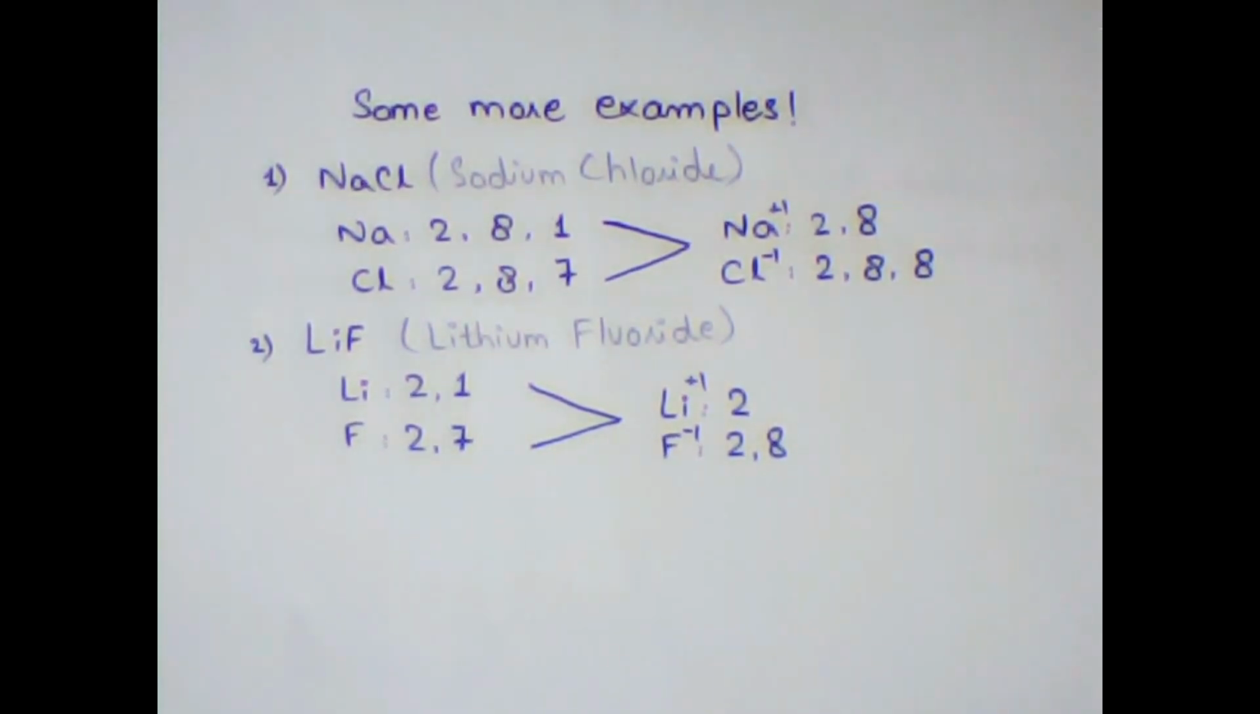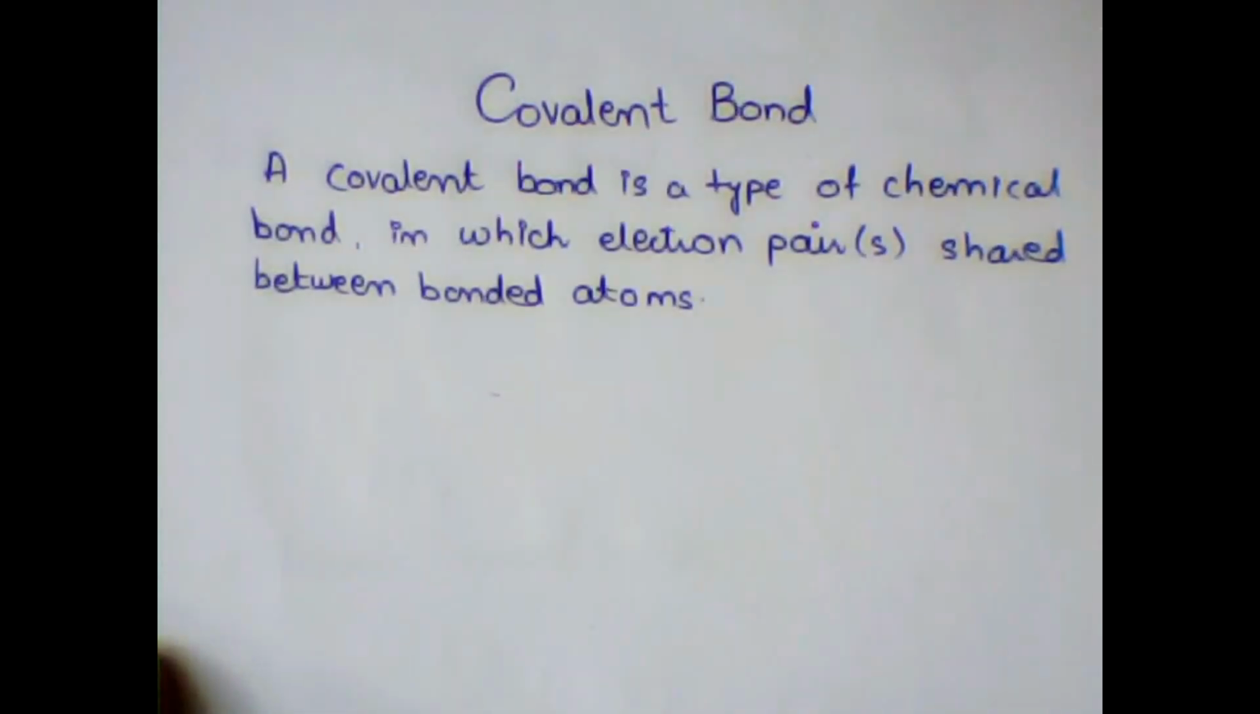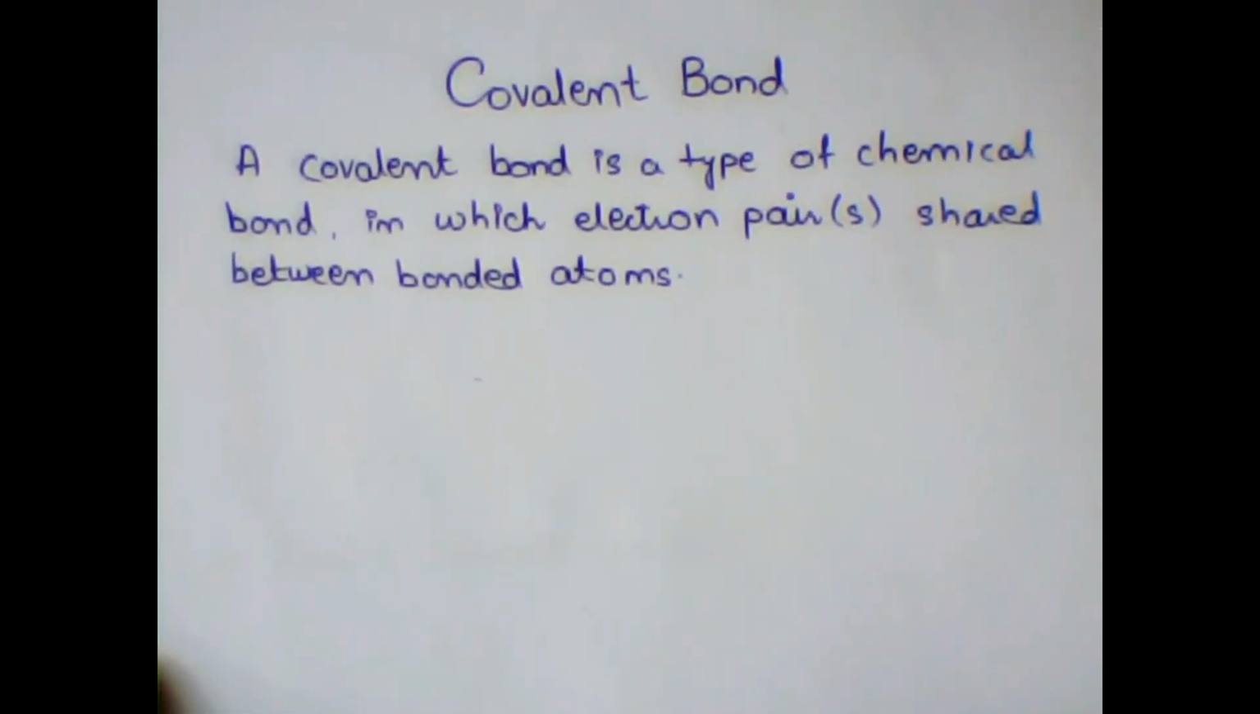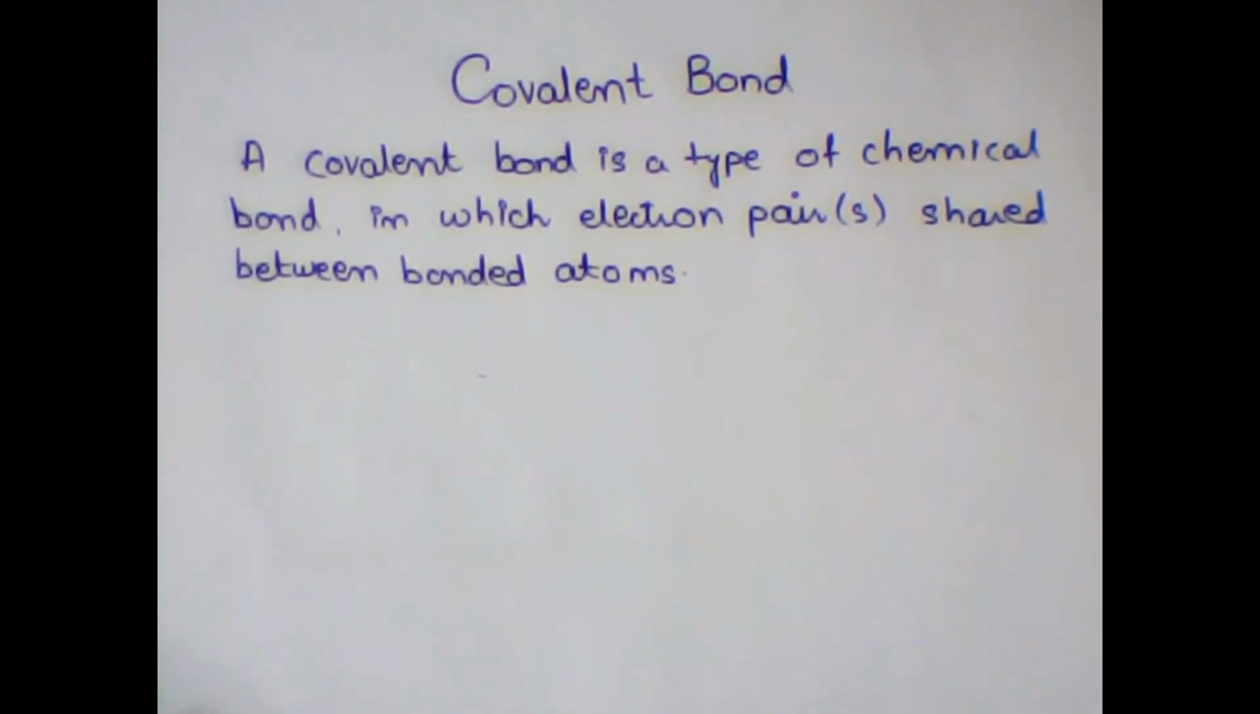Now, some properties of ionic bonds are they are solids at room temperature, they have high melting points and high boiling points, and they conduct electricity at fused melted state. Now come to the covalent bond. Covalent bond is a type of chemical bond in which electron pairs are shared between bonded atoms. In the previous case, the electrons are transferred, and in this case, the electrons are being shared.